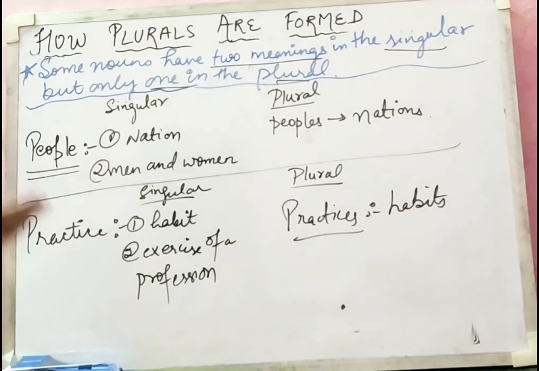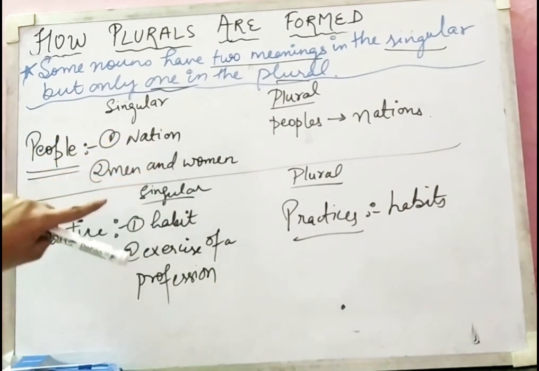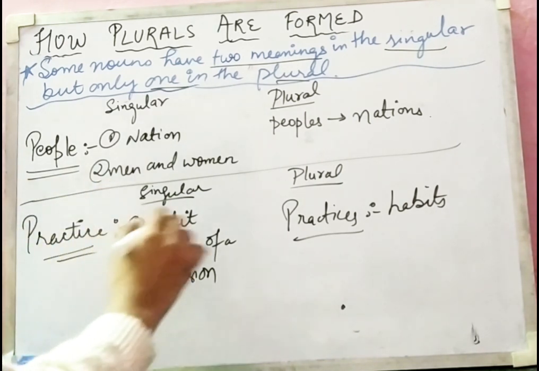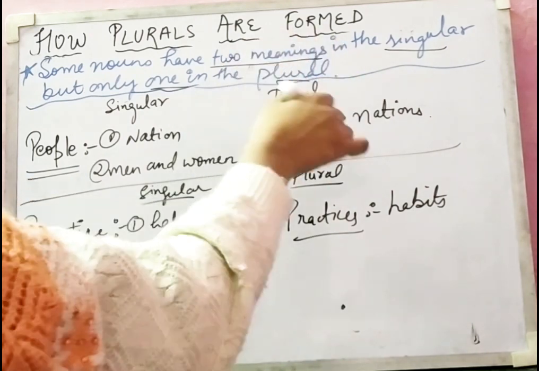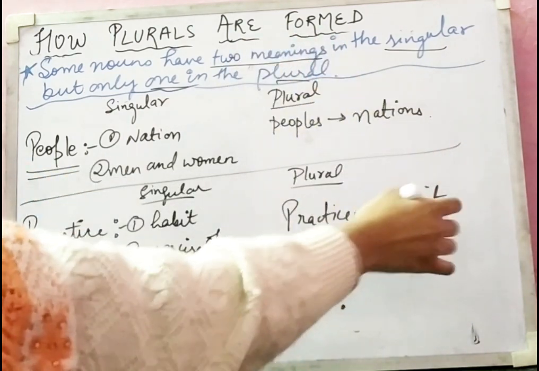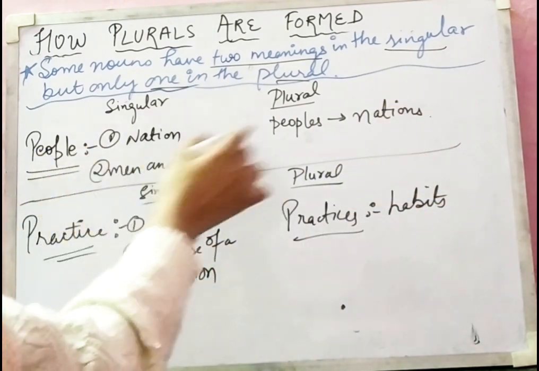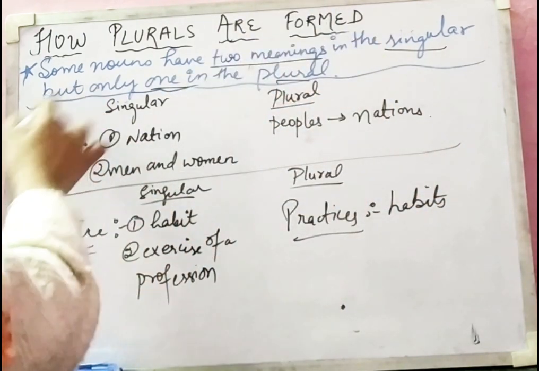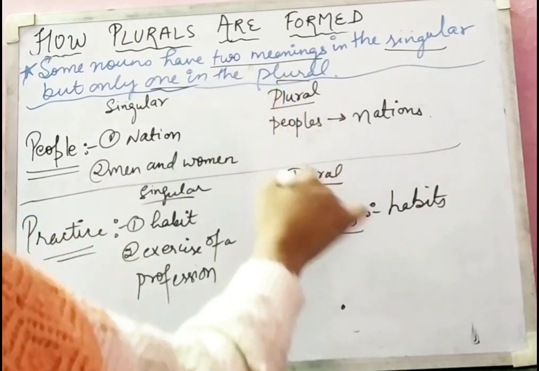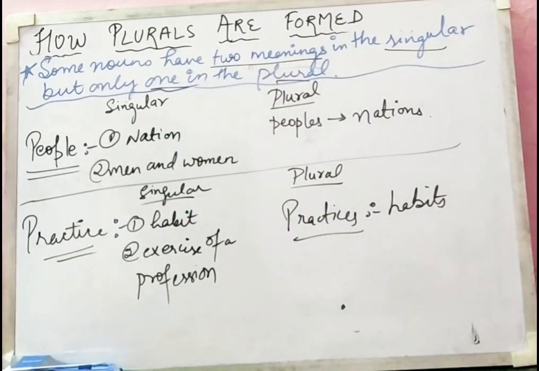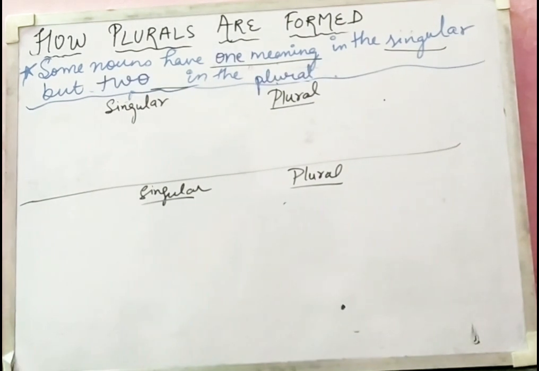Means in people there are two meanings, that is one is nation and second is men and women. In practice there are two meanings, that is habit and exercise of a profession. Plural: peoples, nations. Practices, habits. Means you have added s, and peoples. Means we have made this plural here also, so that this comes under plural. So I think this is clear to you, and now we will be proceeding further.